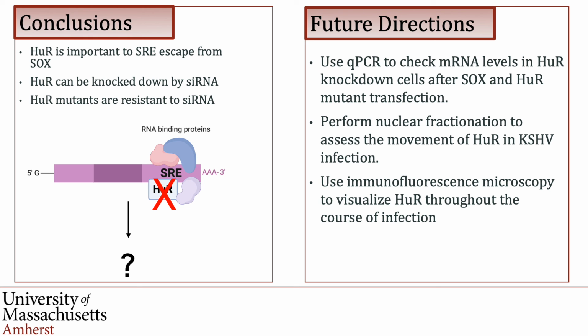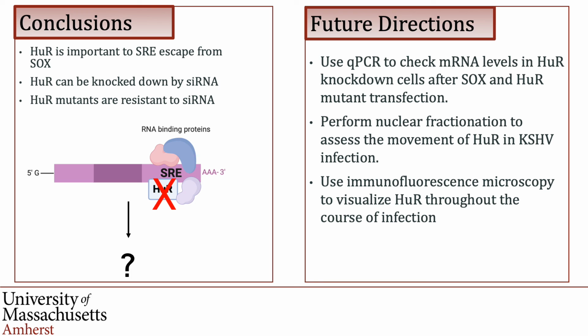My future directions include using qPCR to measure RNA levels after the transfection of SOX and HuR mutants in cells treated with siRNA to knock down HuR. I expect to see a decrease in RNA levels in samples that have an important region of HuR deleted, since HuR will no longer be able to perform its protective function.